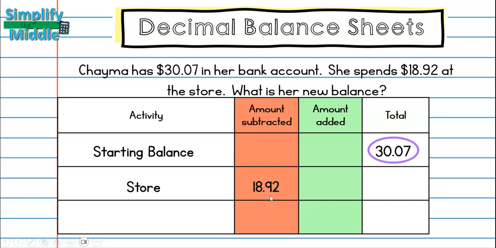Next, I'm going to take the 30.07 and 18.92, and I'm going to work that out to the side with my subtraction. When I subtract those, I end up with a remaining total of $11.15. This is going to be my new balance. Notice that when I look across, I don't have any gaps between my total, and the activity tells me if I have subtracted using the second column, or if I've added using the third column.